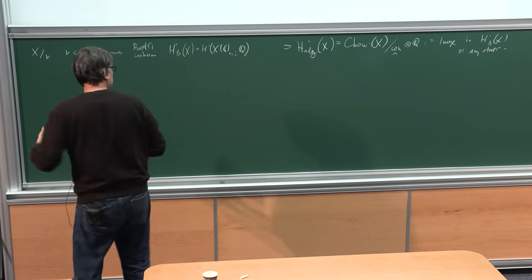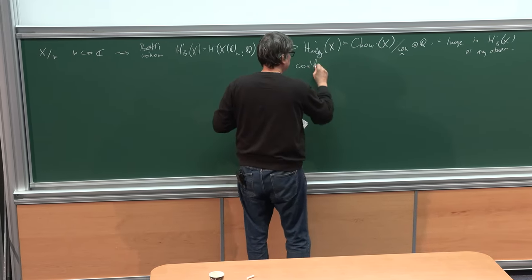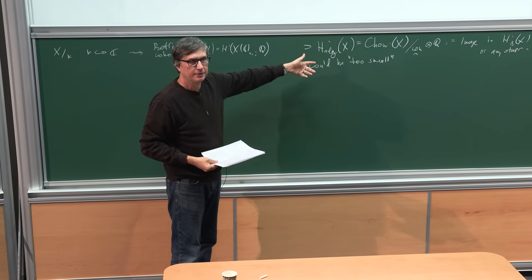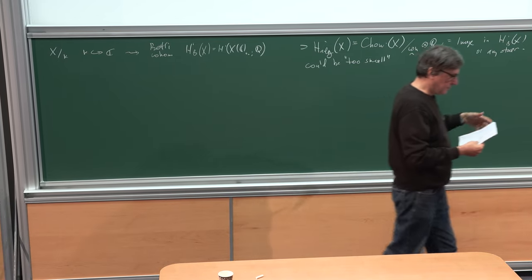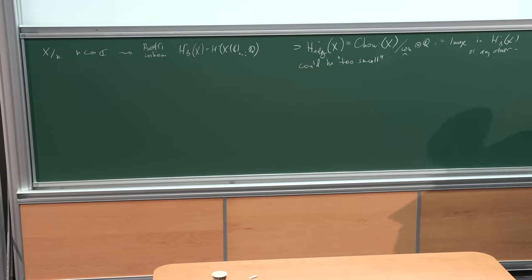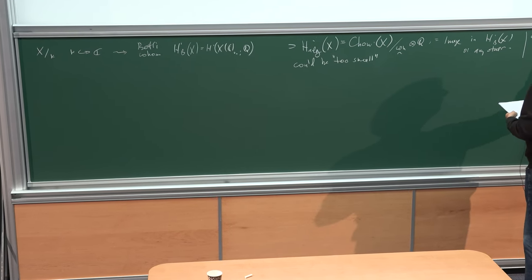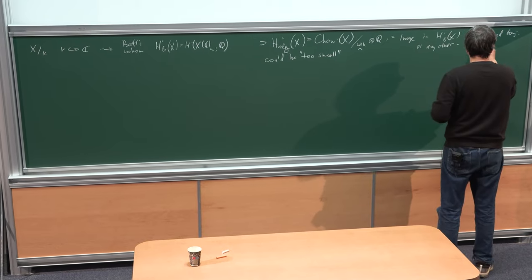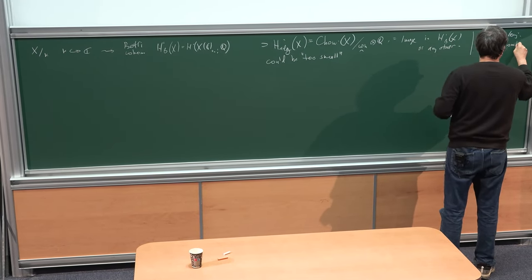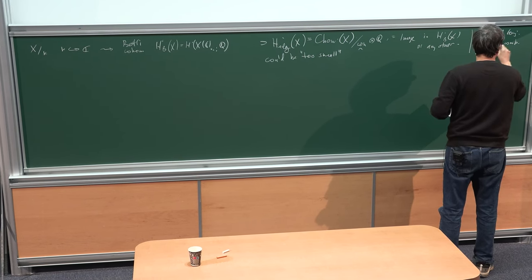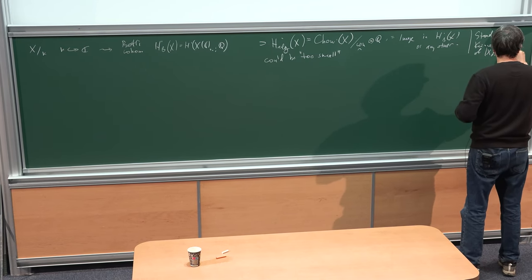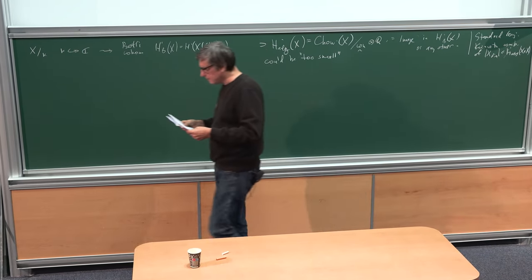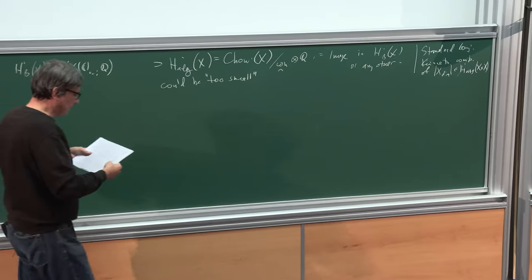And the trouble is that this space could be too small. For example, we don't know whether it satisfies Poincaré duality. And so Grothendieck designed something called standard conjectures, essentially saying that you can see the Künneth component of the class of the diagonal in H algebraic of X cross X, as algebraic cycles, and also something about the Lefschetz decomposition.